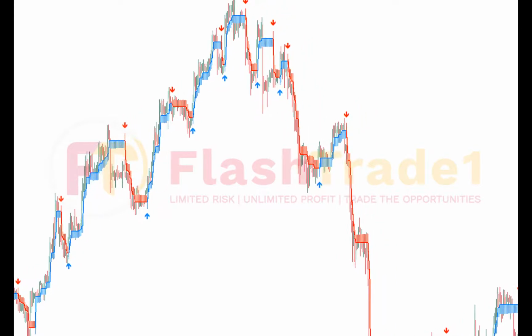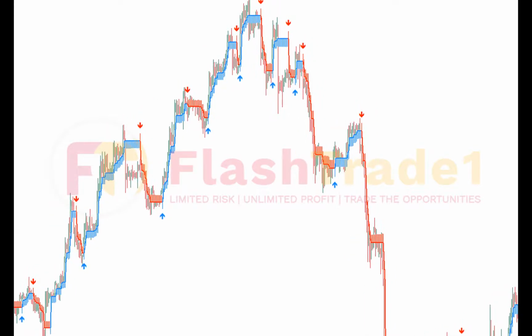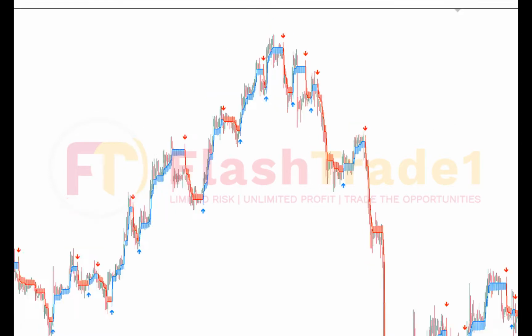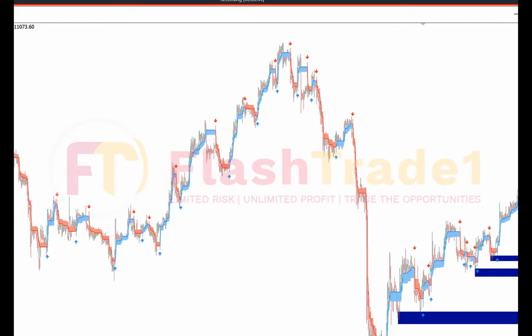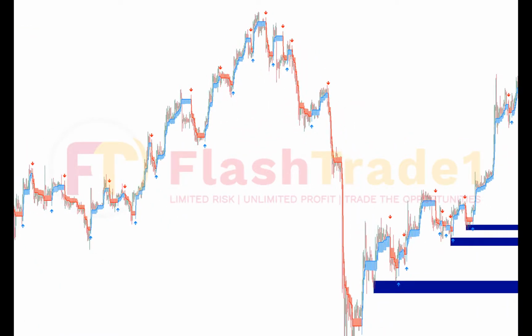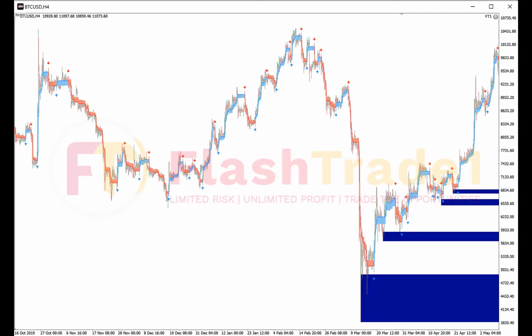So all the signals are generated precisely, with enough time available for entry and exit. It's not only good in forex. Our 20-in-1 trend indicators are performing well in crypto as well, and you can even apply them to the US market.